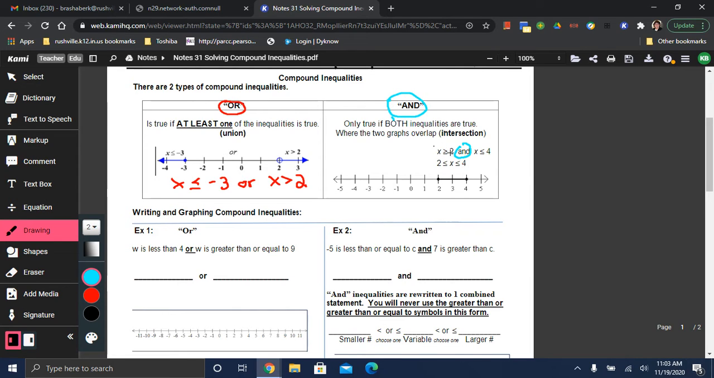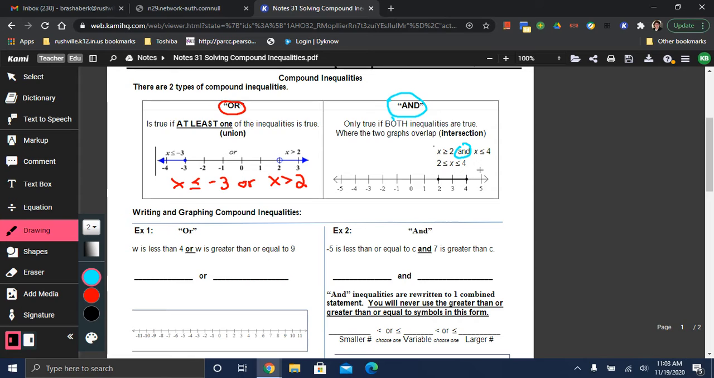4 is greater than or equal to 2. 4 is less than or equal to 4. So those numbers we could also think about 2.5, 3.5, 3.75, 2.25, all of those numbers that are in between 2 and 4, including 2 and 4, are solutions to this.